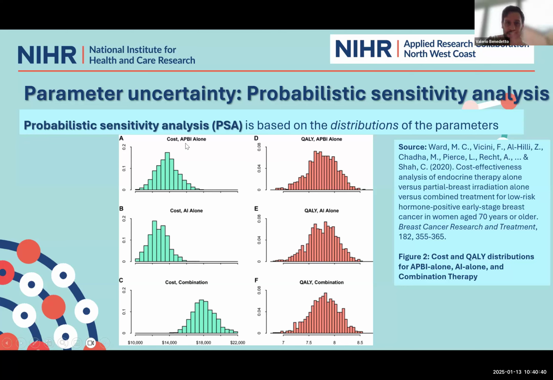I wouldn't focus on the acronyms here, on the name of the intervention. Let's just focus on the actual graph. So on graph A, you've got the costs for the intervention, in graph B, you've got the cost for the comparator. Graph D, you've got the quality for the intervention, and graph E, the quality for the comparator.